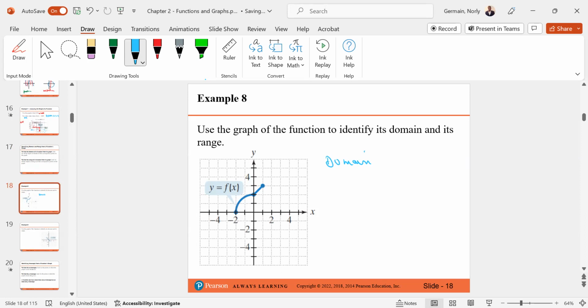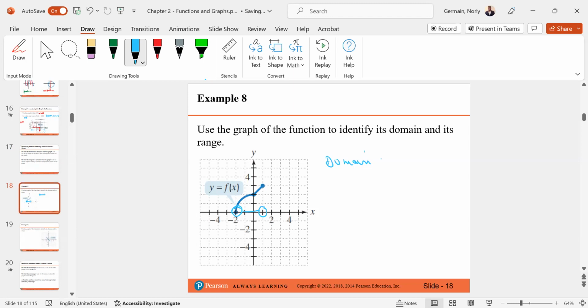Okay, see, this is the domain. X goes all the way to 1. So, do you have a closed dot or an open dot? Yes, you have a closed dot. That means x can be -2, x can be from -2 to 1. Anything from -2 to 1 would be the domain.